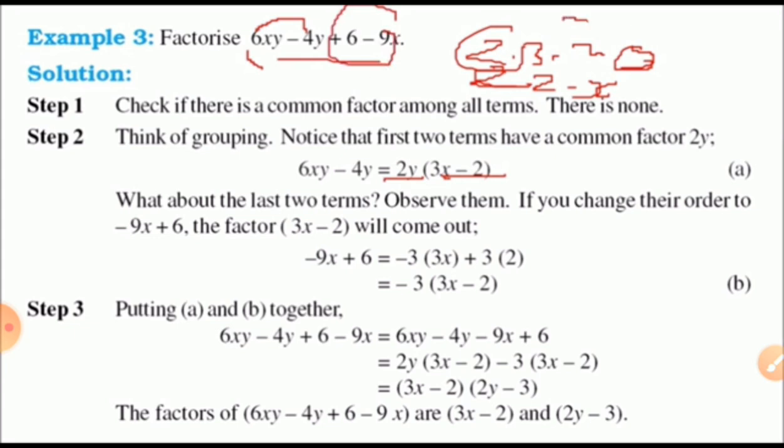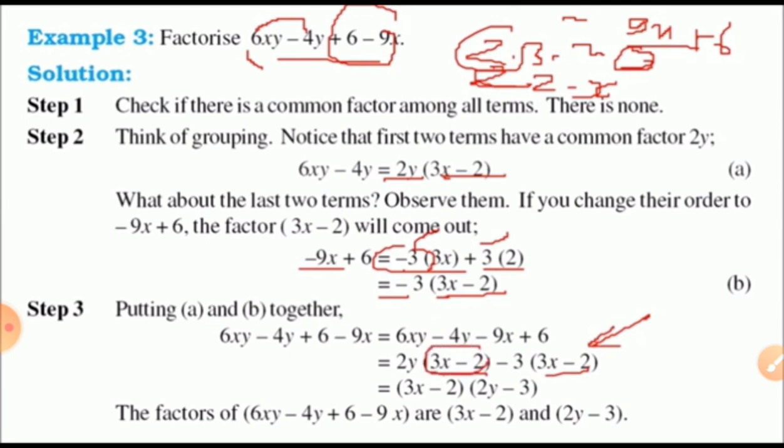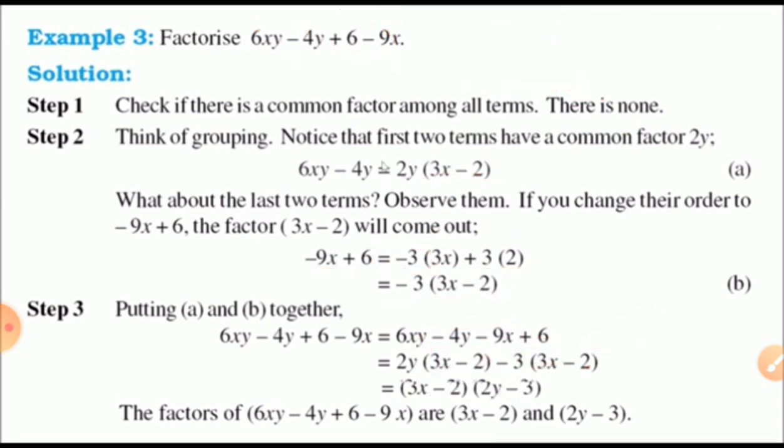So rearranging, this is very important, putting the terms together because we have two groups, and the final answer is 3x minus 2, 2y minus 3. Yes, correct. When you take out minus 3, the positive number becomes negative and the negative becomes positive. Be careful regarding these negative numbers. Okay. Yes.